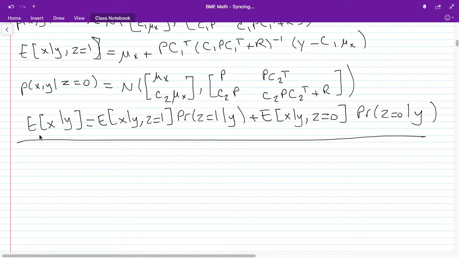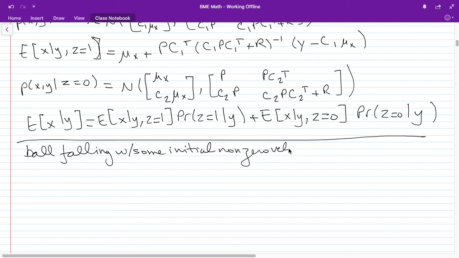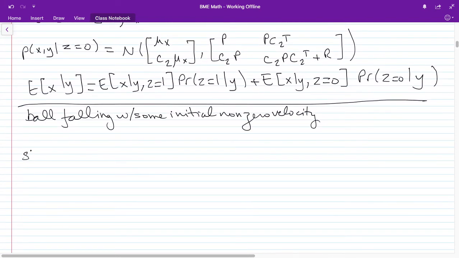Here's our problem. Ball falling with some initial velocity, non-zero. So obviously non-zero initial velocity is important, because when you're in space, if the ball has zero initial velocity, it will maintain zero initial velocity and it won't move. So we're going to give it some push. Okay, so our ball has a state. And that state is its position and its velocity.